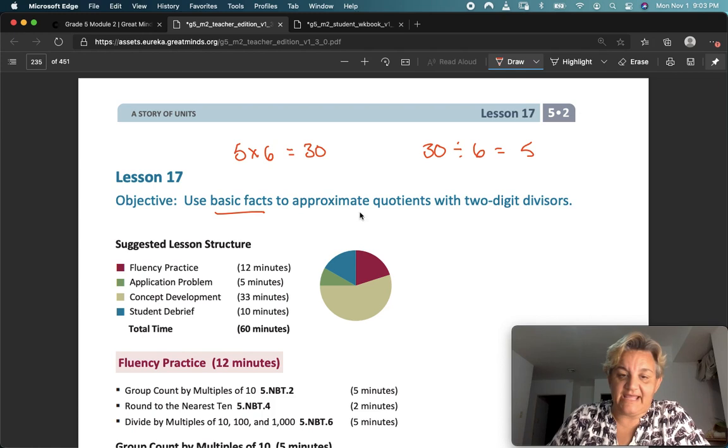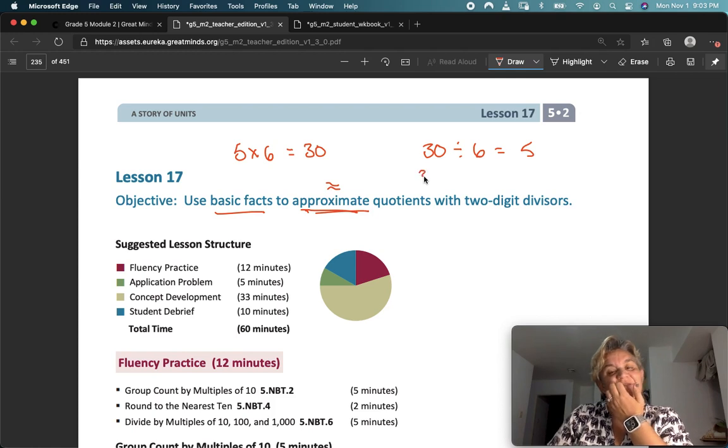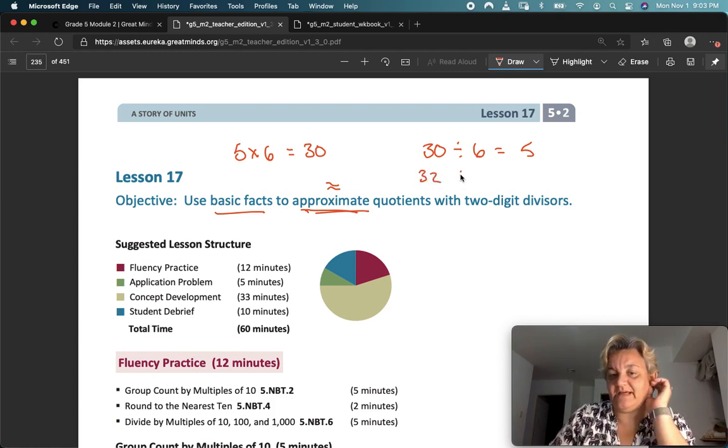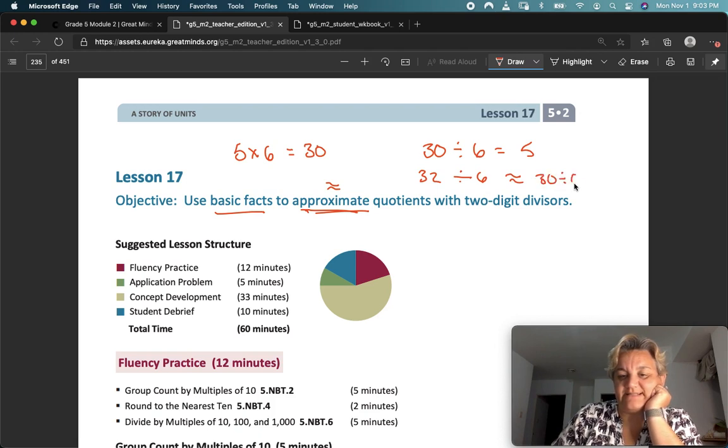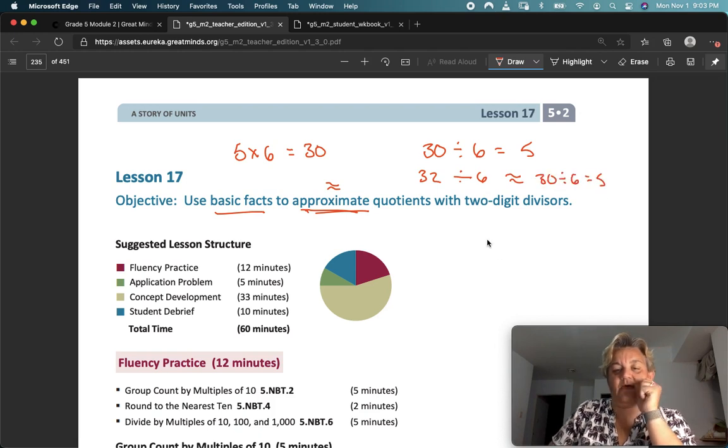Now let's say approximate quotients. That means we're going to do some estimation. Let's say I have something like 32 divided by 6, right? I could estimate 30 divided by 6 equals 5, okay?